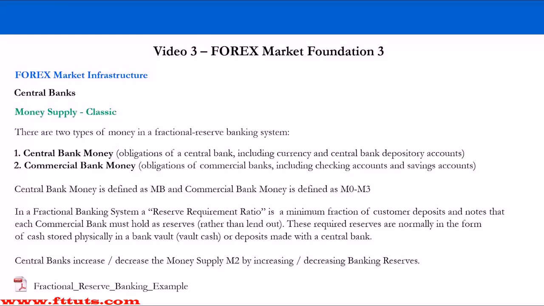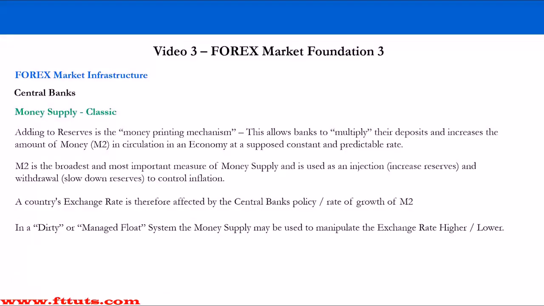And when you spend some time going through those two PDFs, what you're going to realize is that adding to reserves is basically what the classic money printing mechanism is. It basically allows banks to multiply their deposits and increase the amount of M2 or money, which is an interchangeable definition. So money and M2 is the same thing. It allows banks to multiply their deposits and increase the amount of money in circulation in the economy at what is supposed to be a constant and fairly predictable rate.